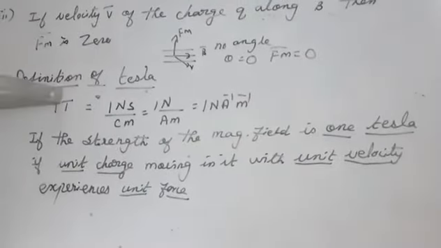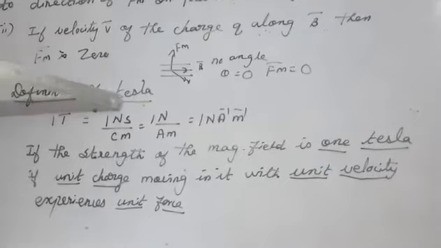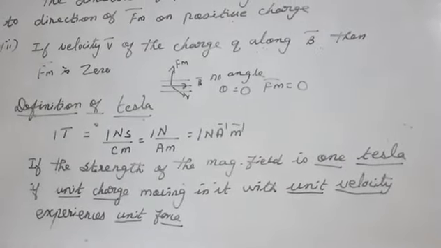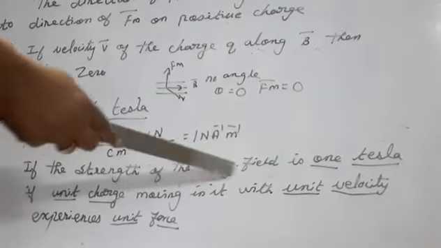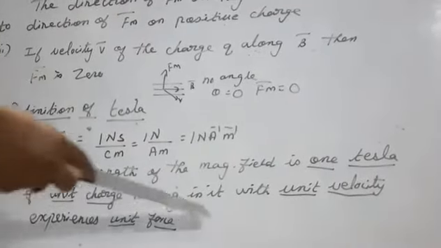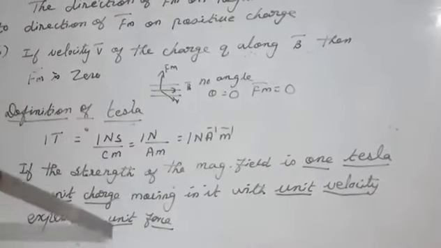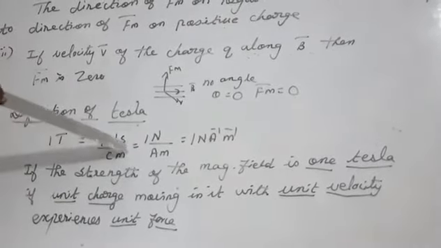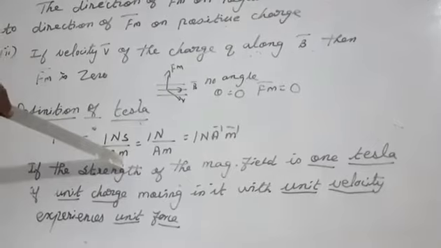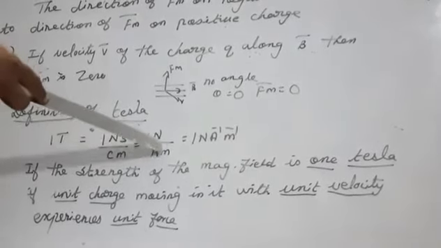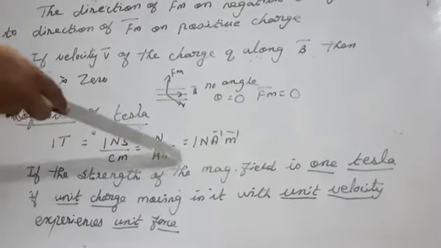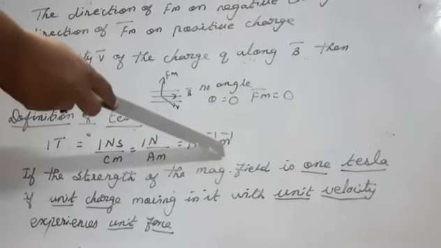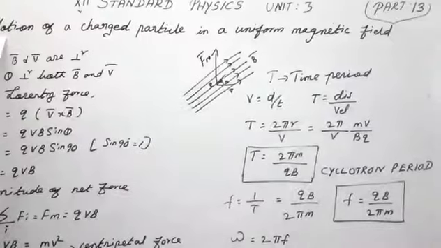Next we will discuss the definition of Tesla. Suppose the strength of the magnetic field is 1 Tesla if a unit charge moving in it with unit velocity experiences unit force. Therefore, 1 Tesla equals 1 Newton second divided by Coulomb meter, which is equal to 1 N A^-1 m^-1.